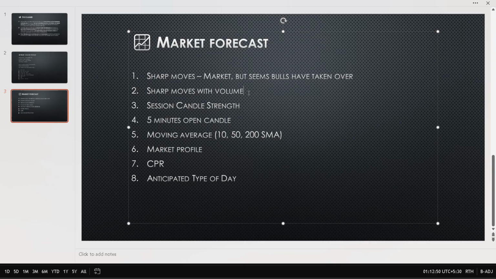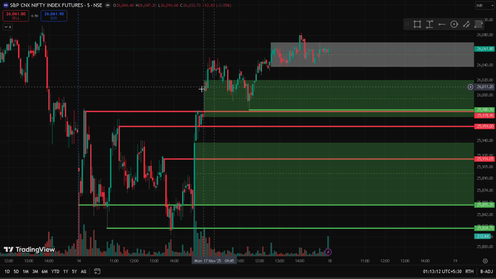Sharp move with volume, similar to this point. Bulls have taken over. And one more thing to remember: whenever we think that bulls have taken over, it is clearly evident on the charts. That is the time, I have repeated this line in one of my previous videos, that is the time we all get trapped. The retail players get trapped.